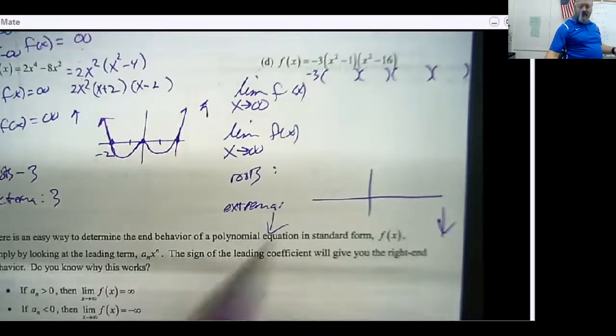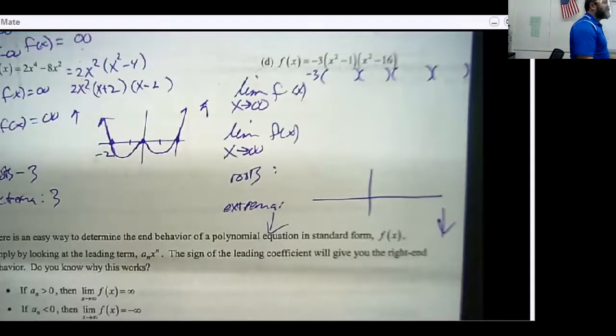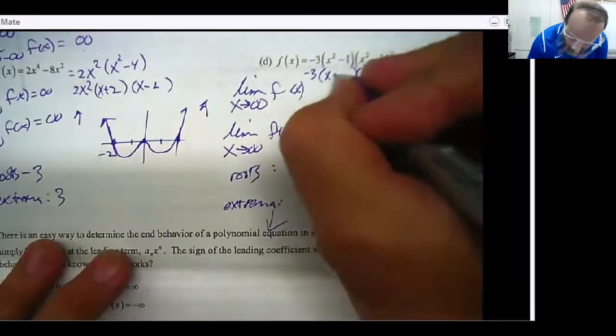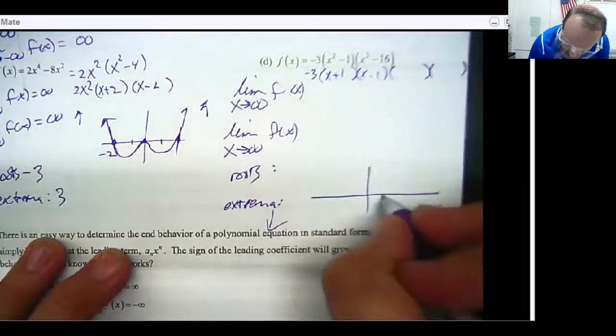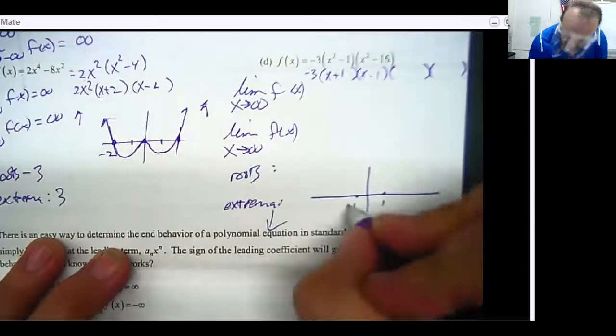Who can factor x squared minus 1 for me? That's sort of like a nice little soft pitch. What is x squared minus 1? That's like the nicest factor you're ever going to get. What is it? Stephanie's smiling. What is it? Sweet. So we've got a couple of roots, one at 1 and one at -1.